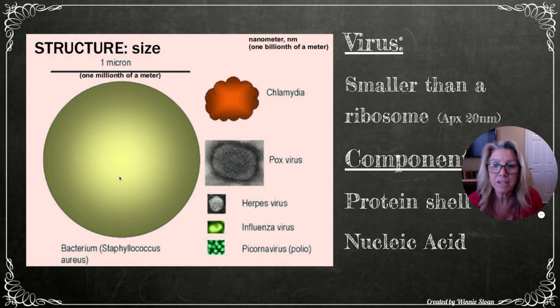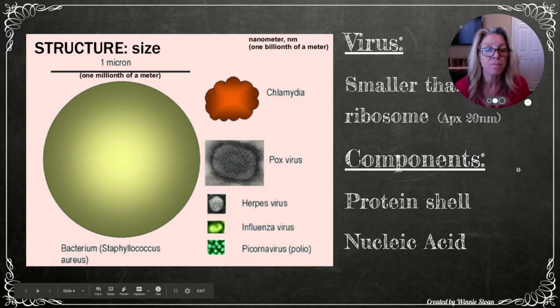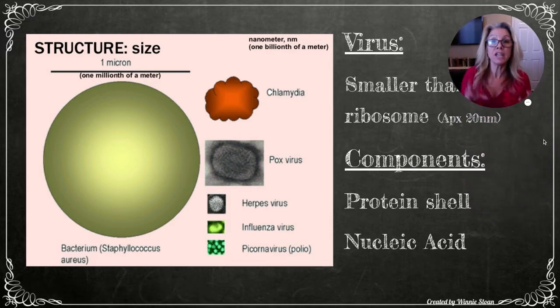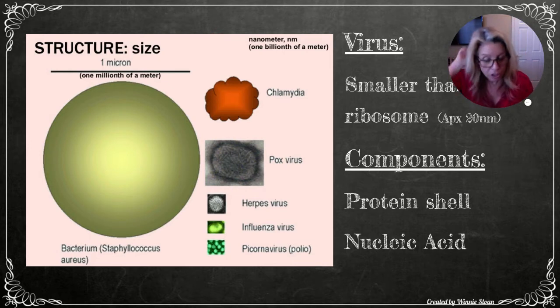Here you can see bacteria, chlamydia, that's an STD. Here's a pox virus, herpes, influenza. So you can see a little bit of the scale. Now, what all viruses contain for sure is a protein capsid and a nucleic acid core. Now, they may or may not contain other enzymes, but for sure, protein capsid, nucleic acid core.